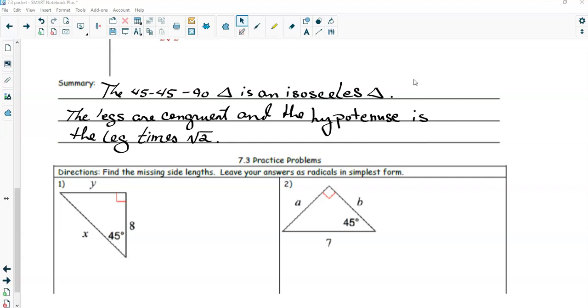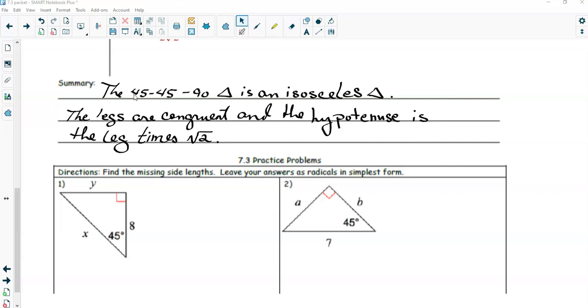Okay, here we go, guys. I'm going to be working the exercises for chapter 7.3. So if you need to retake the test, you're able to practice using the practice exercises in 7.3 for the special right triangle, the 45, 45, 90.